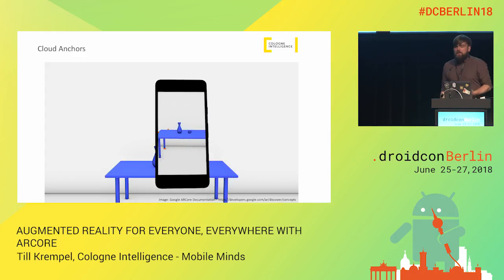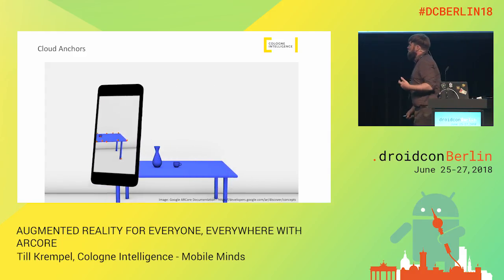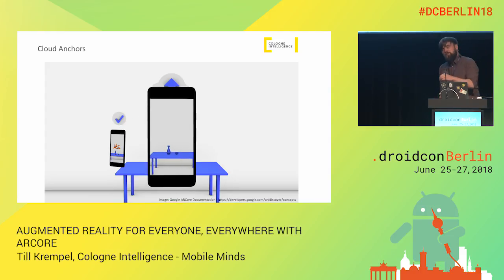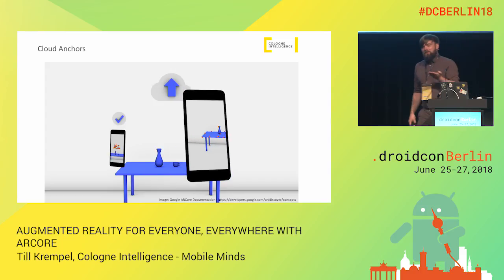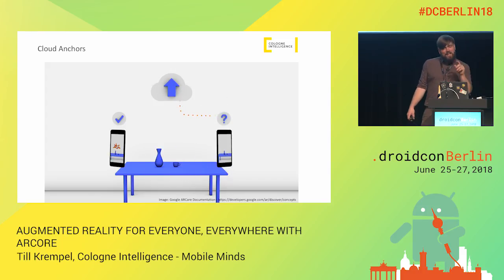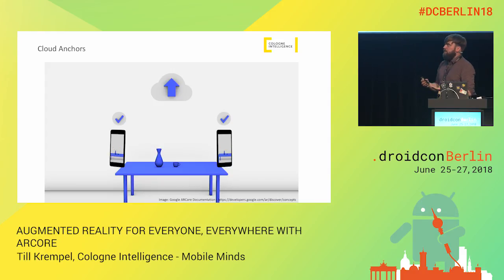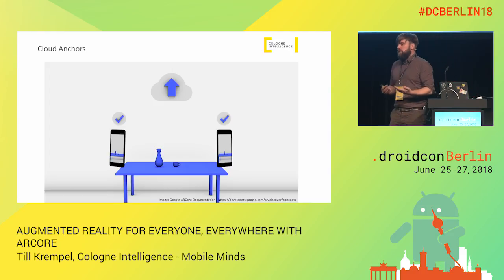The second thing, which from my perspective is more interesting, is called Cloud Anchors. I just explained to you what anchors mean. Anchors help to connect the real environment with a virtual environment, and they can be shared across devices. This is new, and it's really important because you are now able to create multi-user experiences that work across devices, and even across Android and iOS.